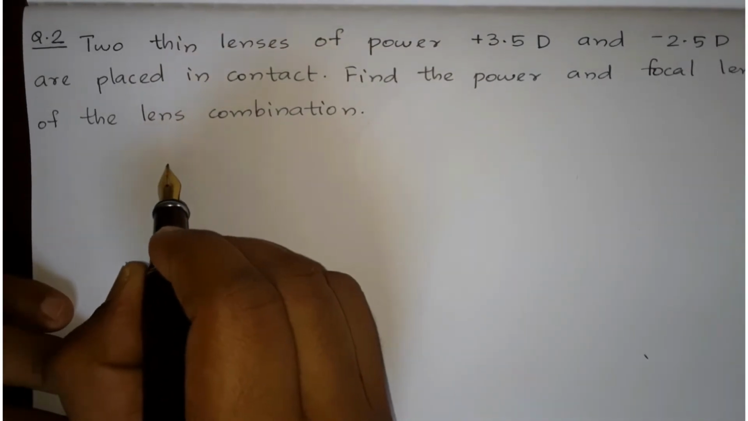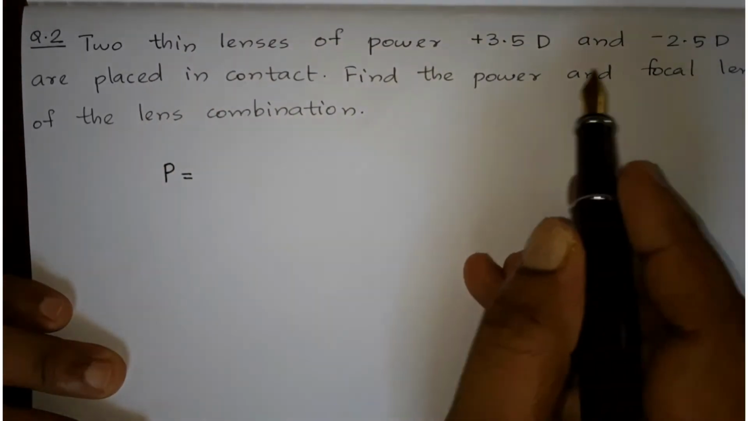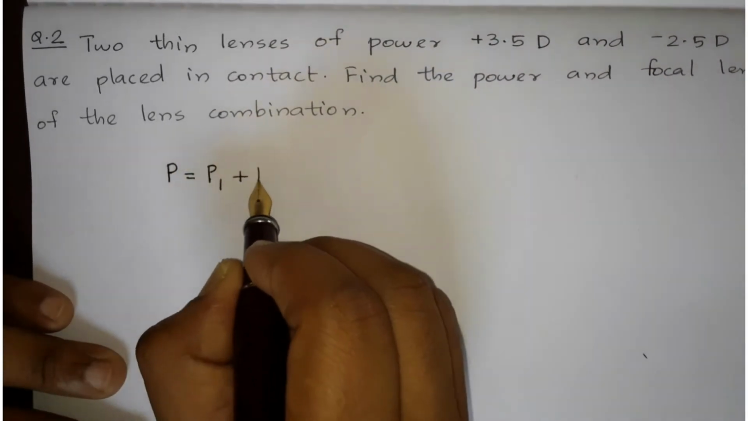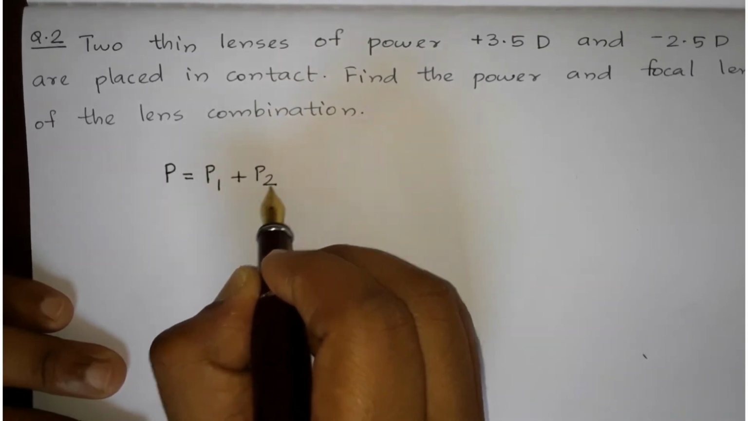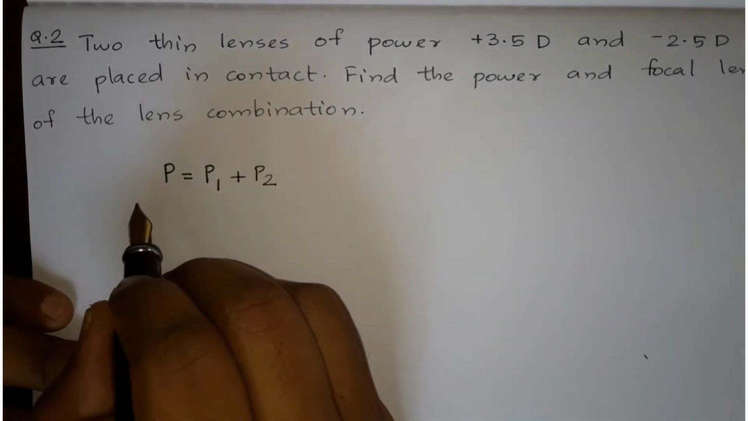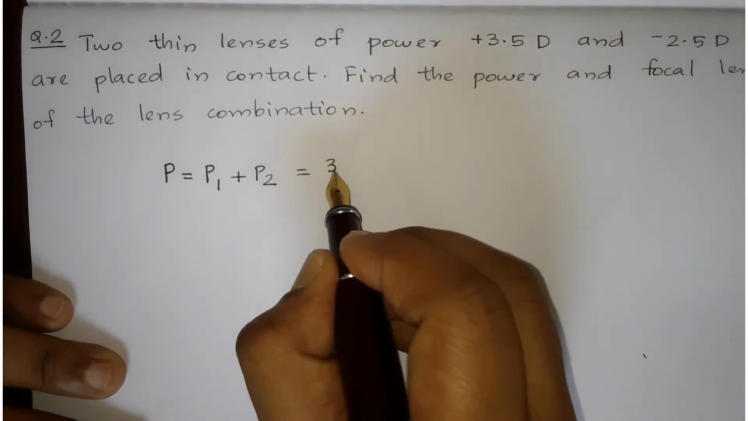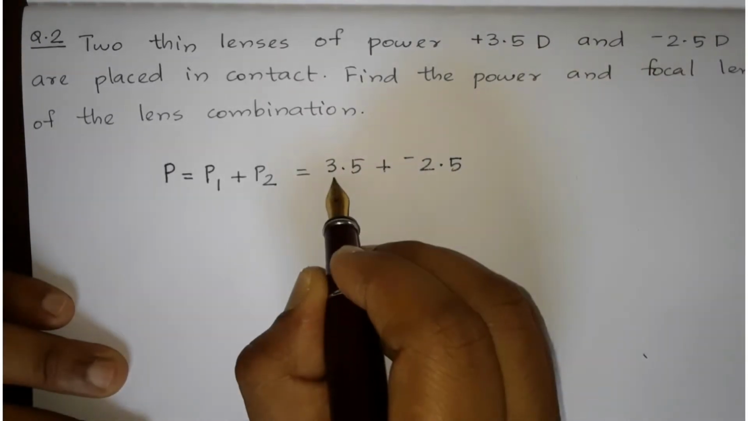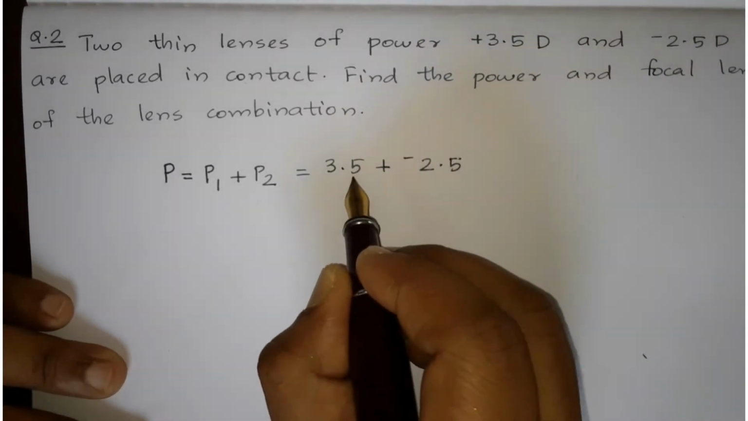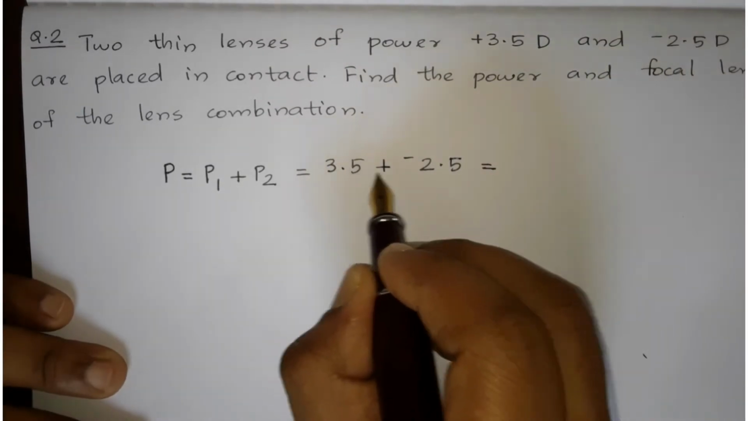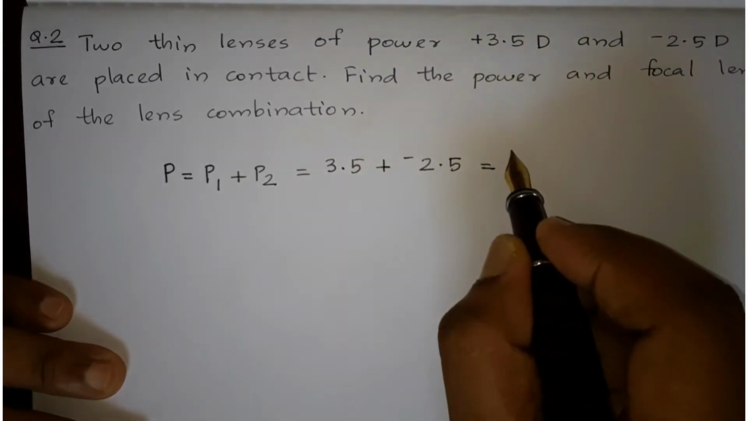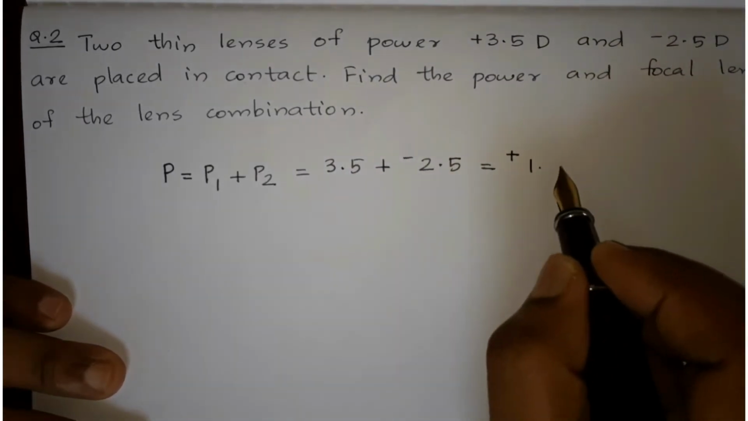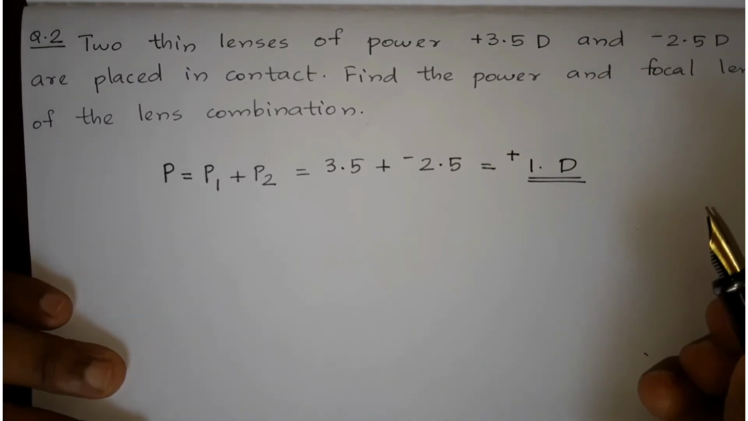We learned that for a combination of lenses, here we have two lenses, we can write it as P is equal to P1 plus P2. This is the resultant power, and we have to find it. 3.5 diopter plus minus 2.5. A positive number plus a negative number. Here the positive one is bigger. 3.5 is bigger, negative one is smaller, so the answer is positive. And 3.5 minus 2.5 we will get 1. 1 diopter is the answer.